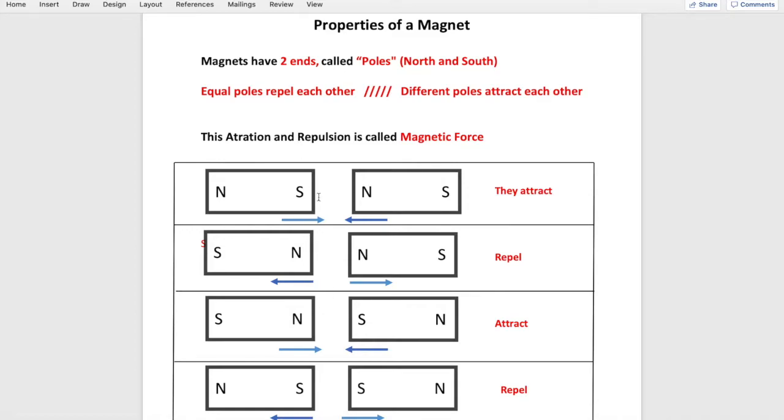Now, here we have a table with these examples. When we have north and south, they attract each other. We can see in the vector they want to be together. Now, when we have north and north, they repel each other. They don't want to be together. When we have north and south again, they are different. They want to be together, attraction. And when we have south and south, they repel each other. They don't want to be together. Okay? Also, copy this table in your notebook. That is part of the points that we need to have.